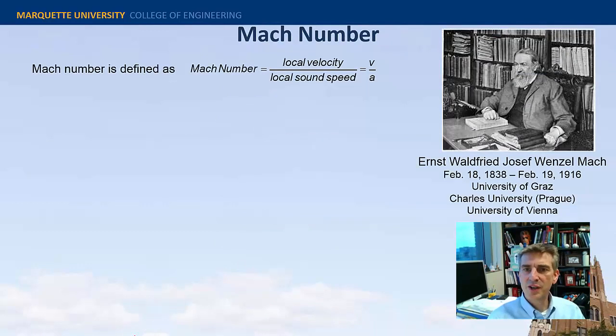So here's maybe our hero for today, Ernst Mach, a bit of a character. This is when he lived, and he spent most of his time at University of Vienna with Schrodinger, actually. But we're familiar with Mach number. Mach number is the ratio of the local velocity to the local sound speed, A. That's what we're going to call it.